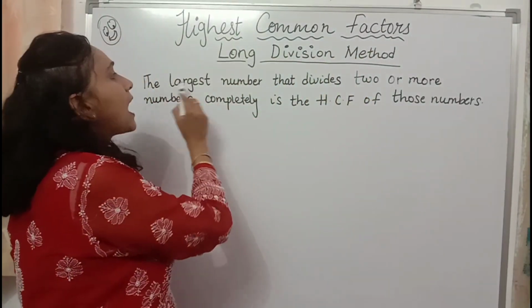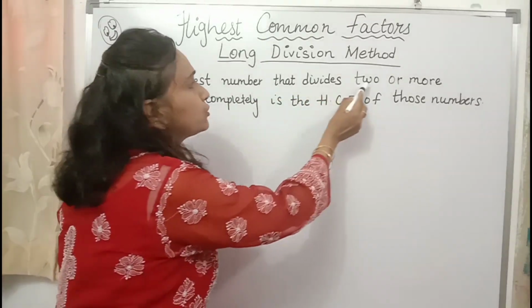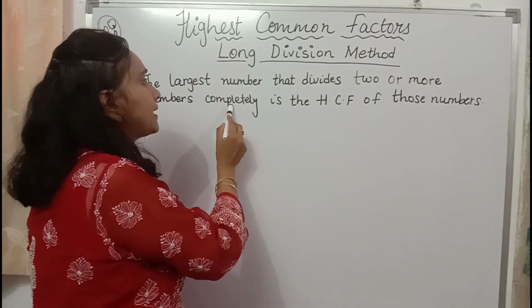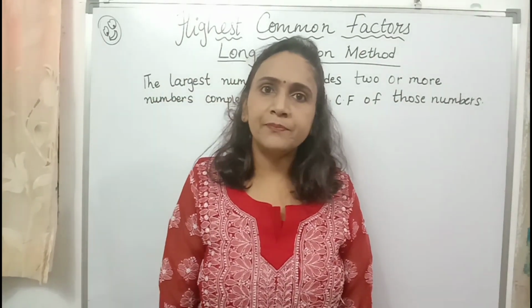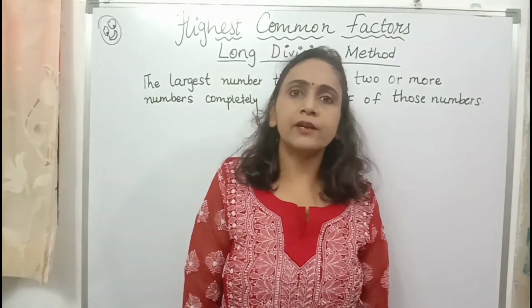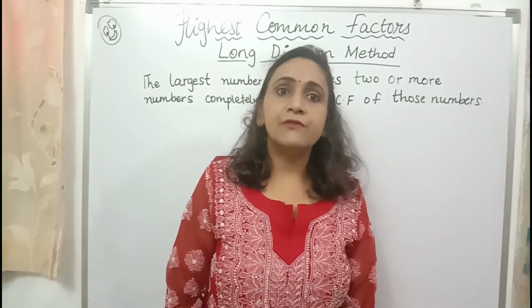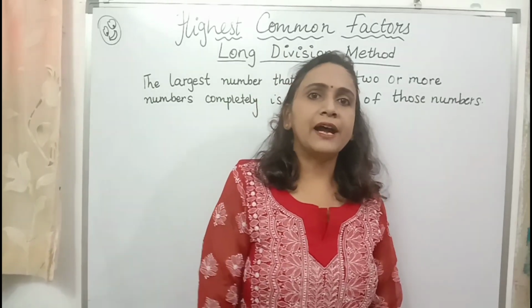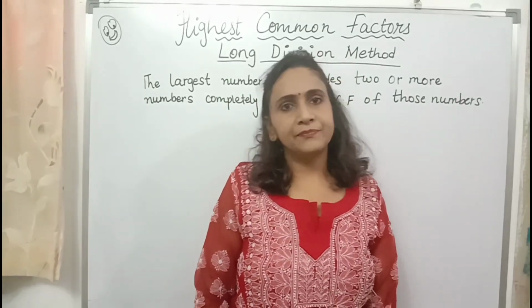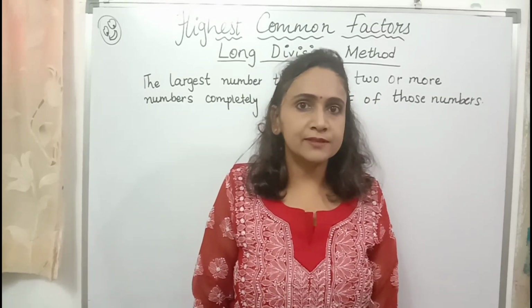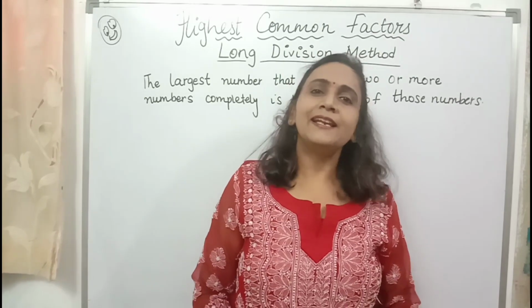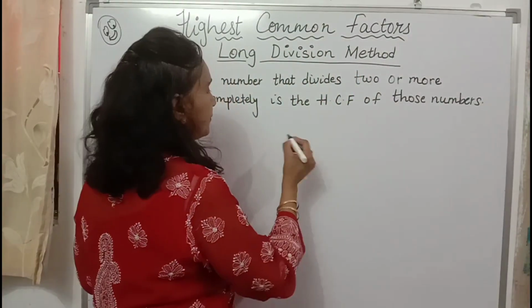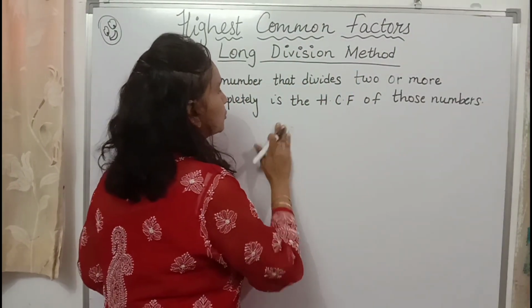The largest number that divides two or more numbers completely is the HCF of those numbers. Means what? If I take two or more numbers, the largest number which divides all the numbers completely is the HCF of those numbers. You must be thinking, what did ma'am just say? Let's see. If I have two, no, not two.